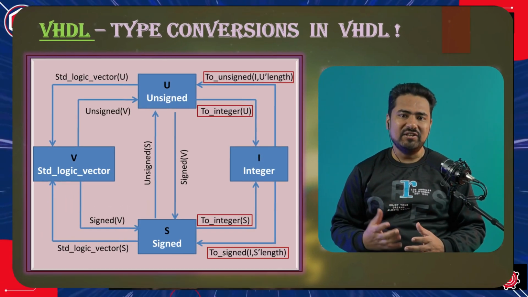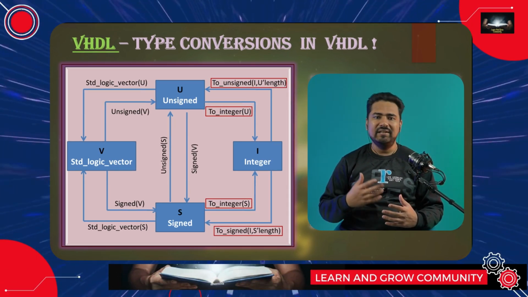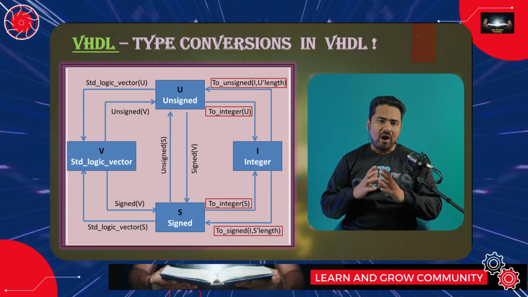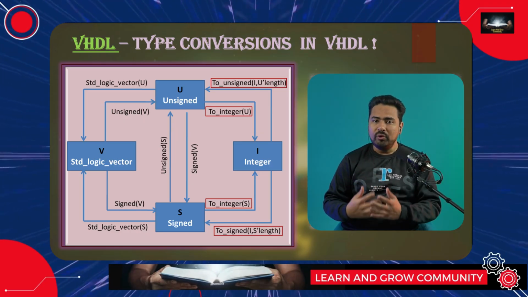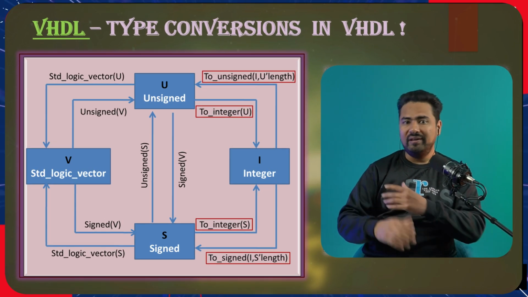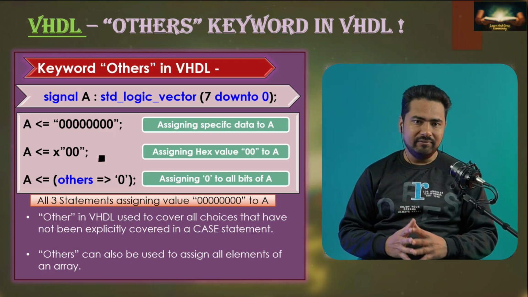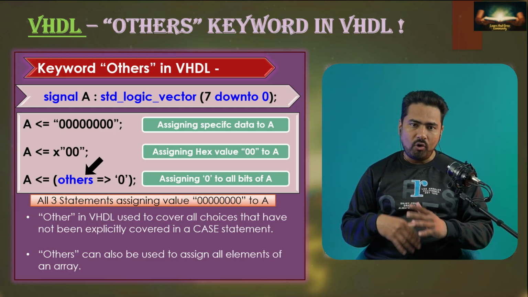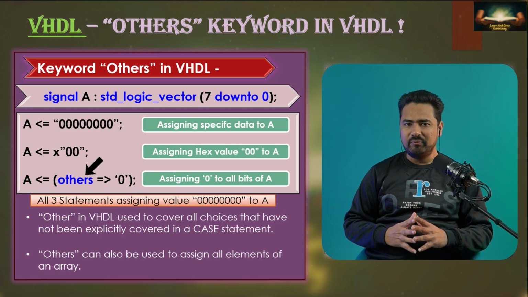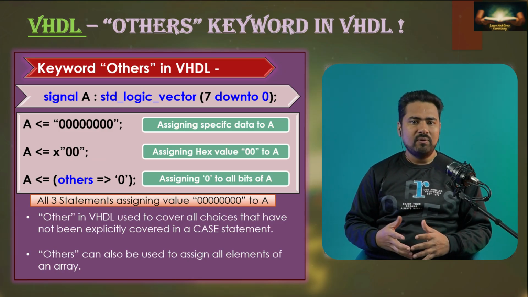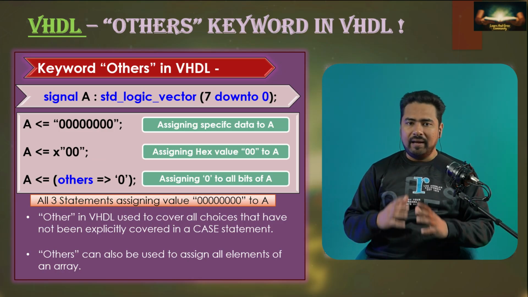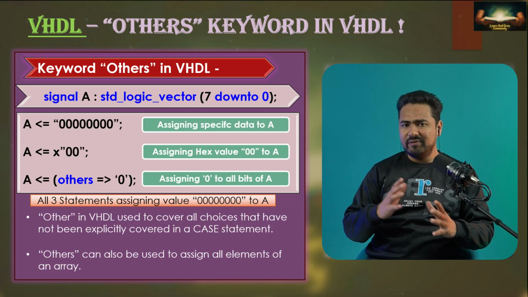Hi, in the last session, we talked about type conversions in VHDL. We explained how to use them and how to create your own functions for different type conversions. Now let's talk about the others keyword in VHDL. We have already seen this keyword a few times before, at different places for different use cases. And now I will explain this in a little more detail.